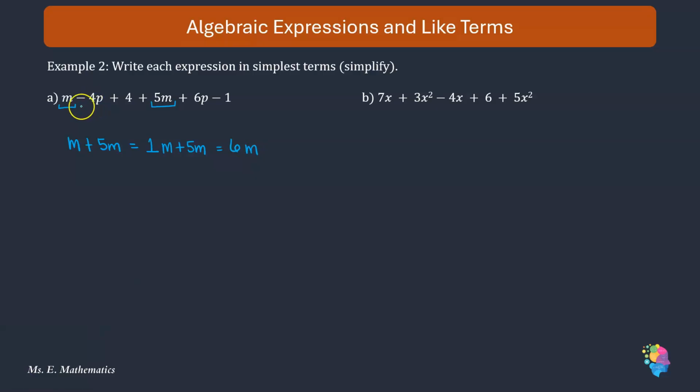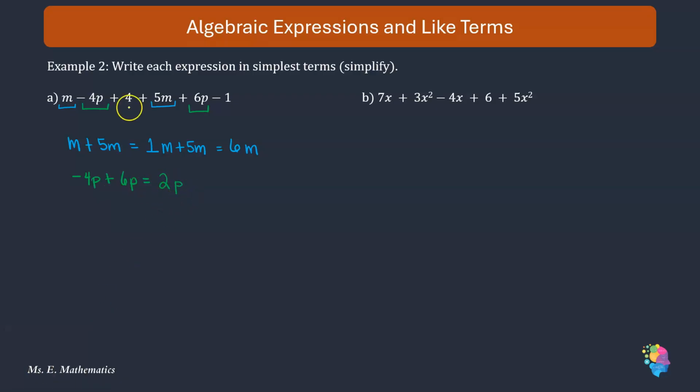The next term is a negative 4p. We're going to look at the variable. This is a p without an exponent. So we look for another term that also has a p without an exponent, and that would be 6p. So then negative 4p plus 6p, we're going to combine the numbers, the coefficients. So negative 4 plus 6, different signs, so we subtract, so that will be a 2. And then don't forget to bring the variable.